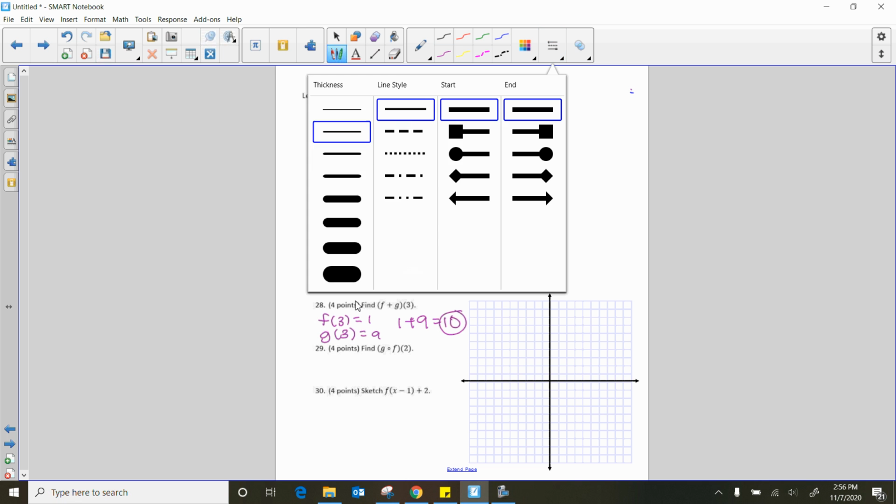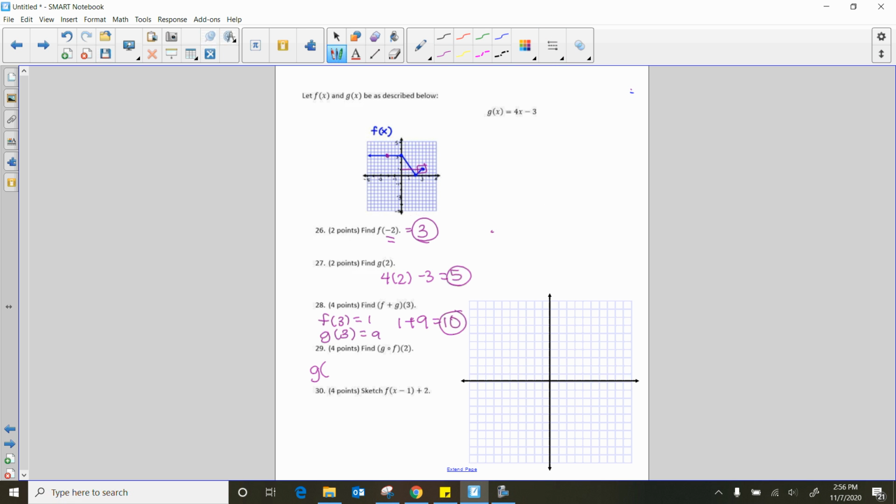Okay. If we want to find g of f of 2, we always start and work inside out on this, which is right to left. Okay. F of 2, right here, is going to be 0. So I need to find g of 0, and replacing x with 0 in the g function is 0 minus 3, which is -3.